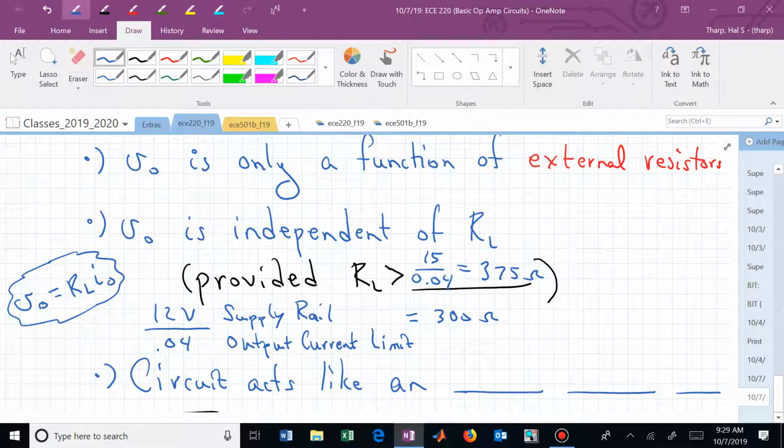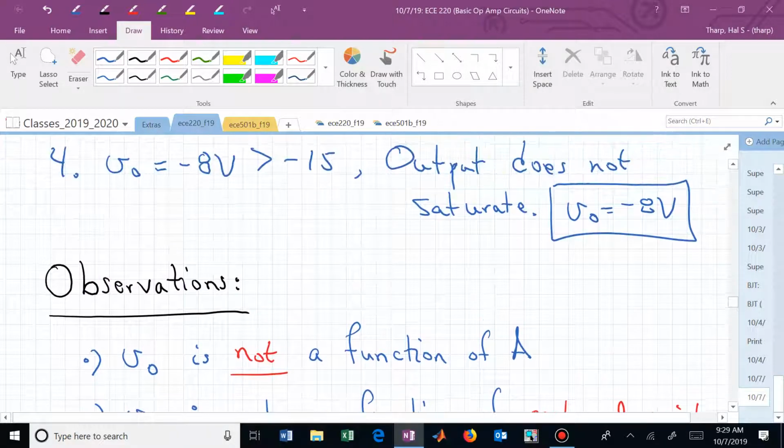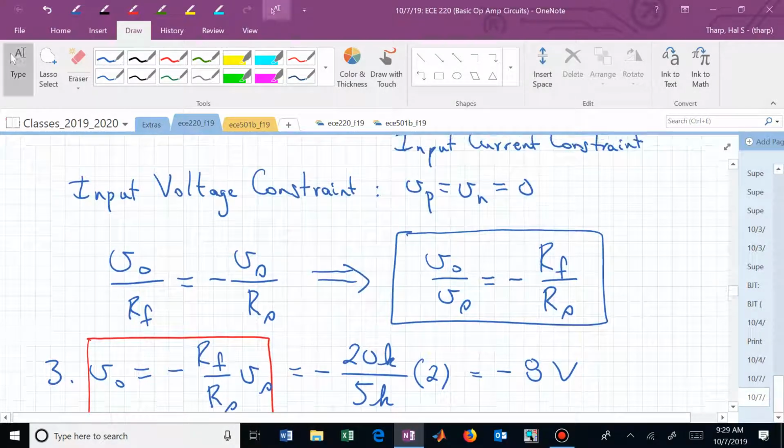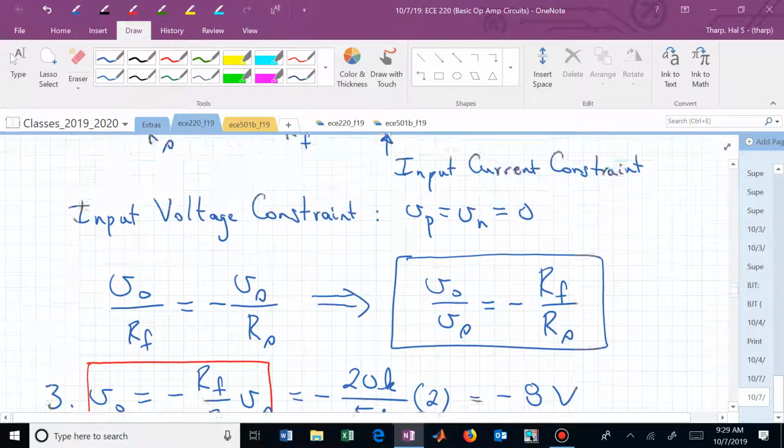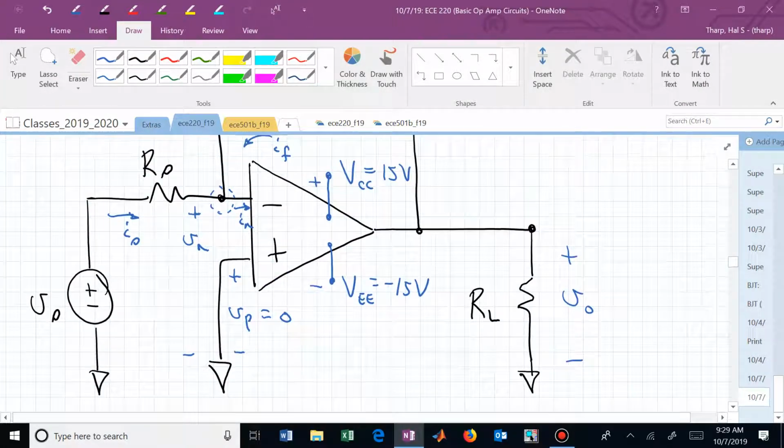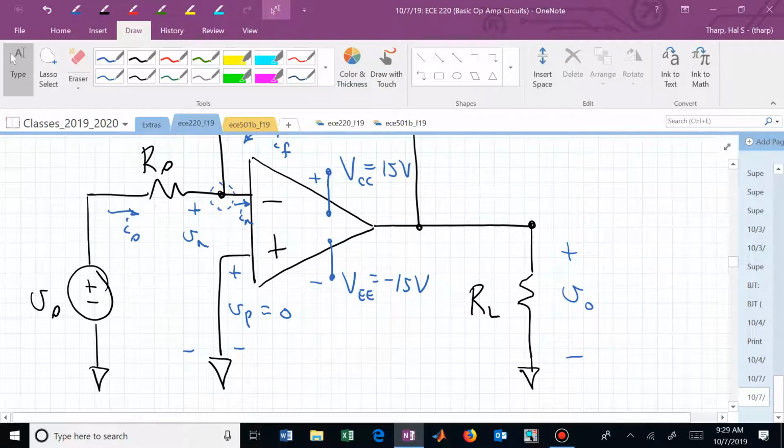But if we assume our load resistor is bigger than 375, then what's the output of this circuit really looking like? What is V sub 0? If we keep R sub L bigger than 400, what's V sub 0 going to look like to us? If we now just start connecting different resistors to it, how's this circuit going to behave?